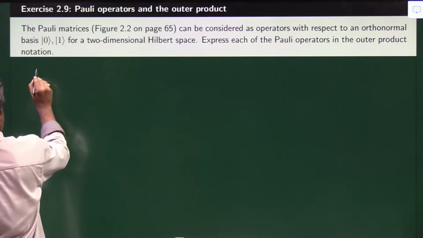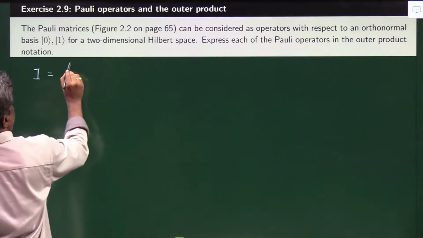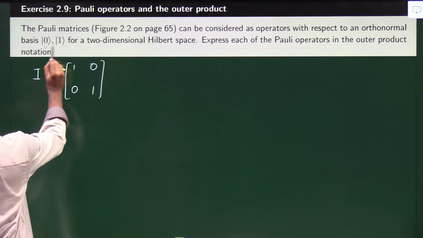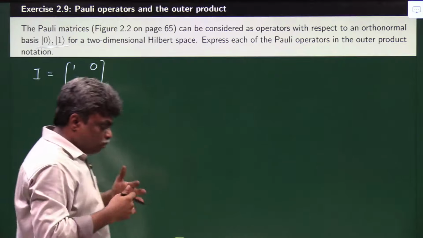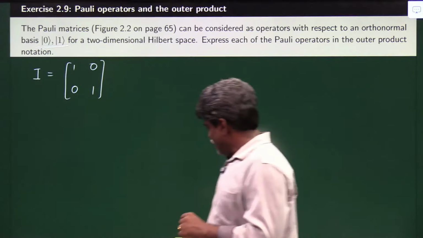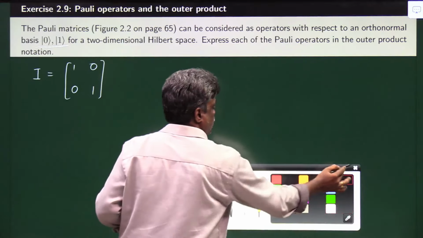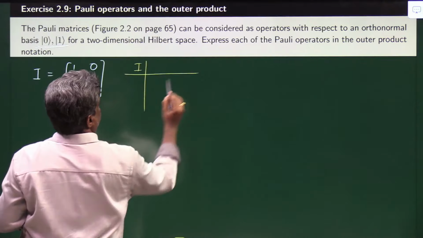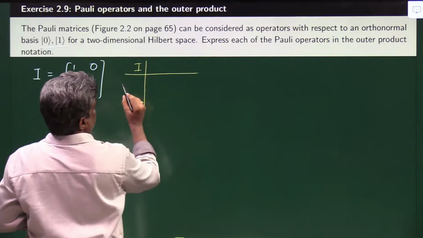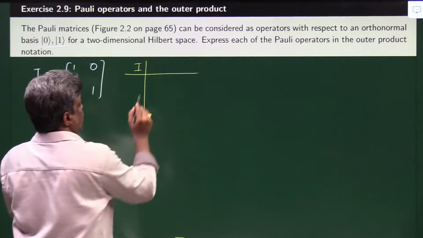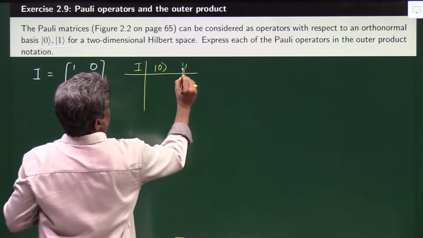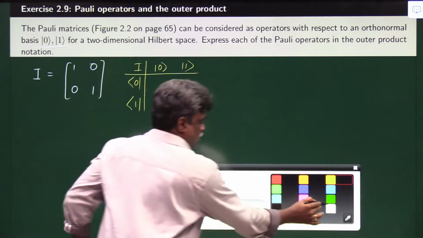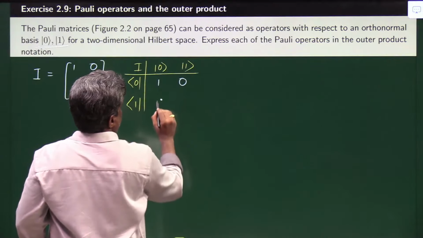So let me take the identity operator first. This is 1 0 0 1. The basis states are already given. If you observe carefully, this is the basis state. But how do we write the outer product form? Whenever you want to write the outer product form, first write the matrix representation. I told you the matrix representation already. Here you have to take an input basis, and here our input and output bases are the same. So this is ket 0, ket 1, and this is bra 0 and bra 1. So my matrix is nothing but 1 0 0 1.